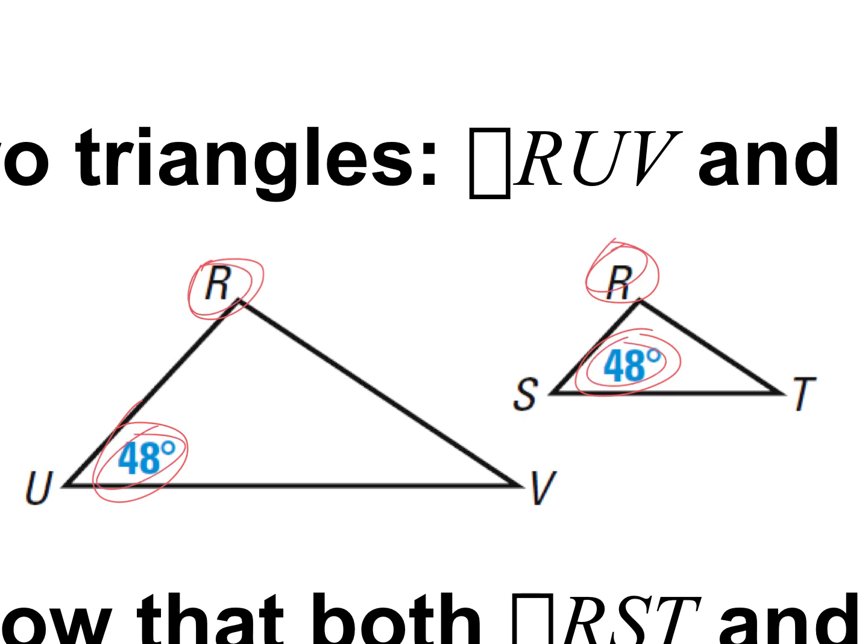Can we assume these are similar? Yes. Why? You got 2. Yep. Once you have 2, you can say they're similar. What if we only proved that one angle was the same?